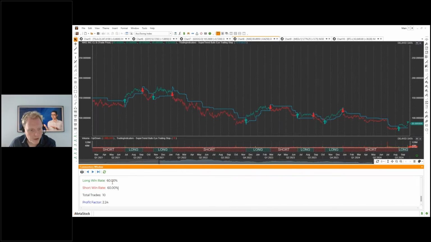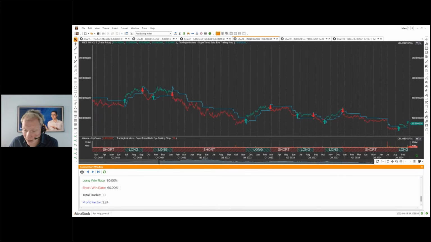This doesn't always have to be the case. In some cases, you have a very big bias towards the long side or perhaps towards the short side. Then as a trader, what you can do is, of course, perhaps only focus on the long signals because they have better win rates. Perhaps stay away from the short signals.